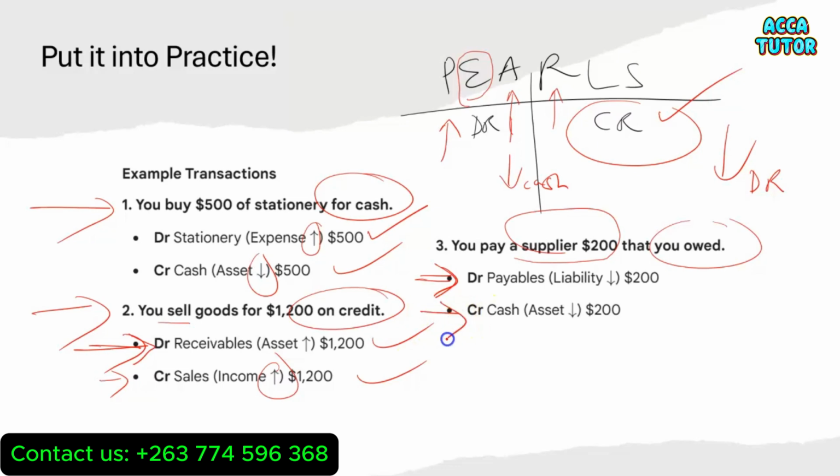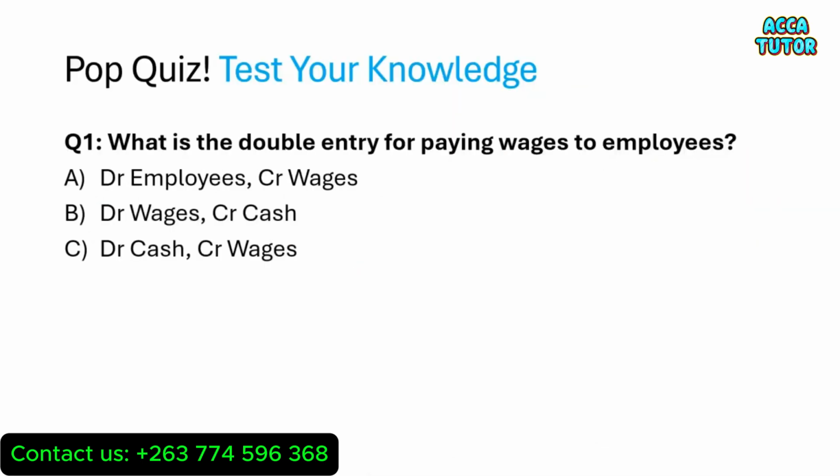Then we are crediting cash. Why? Because initially, cash is an asset. When it is being increased, it is debited. But this time around, it is not being increased, but it is being decreased. So we are crediting it. So we are crediting the asset by the same amount. I think I've been loud and clear. Now let us attempt this quiz.